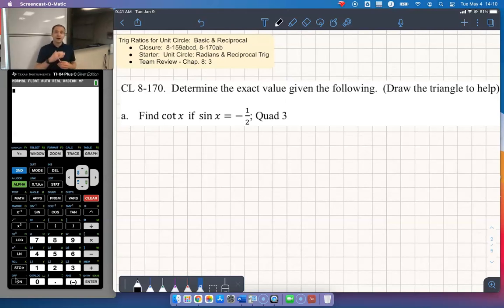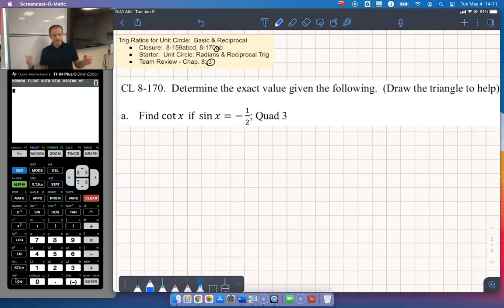You can see there are a lot of problems that you've had recently. You have a few on the closure, one on the starter, and one on the team review. We're going to do part A of 170 from the closure, and number 3 from the team review. Pay attention to the directions: it says determine the exact value, which means not decimals, and the advice says draw a triangle. That's the big key. The way we do 170 will really help us with team review number 3.